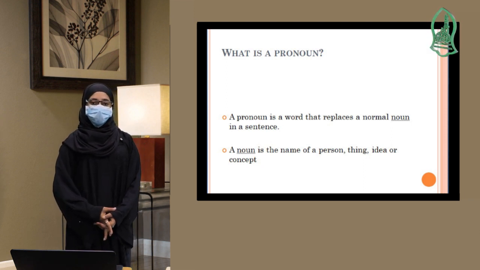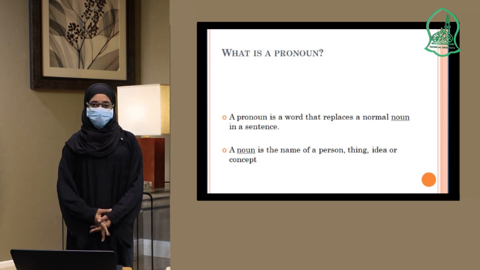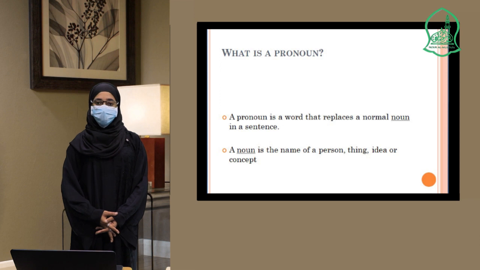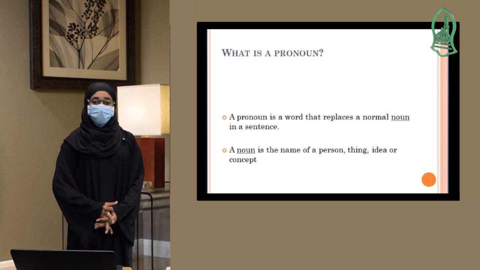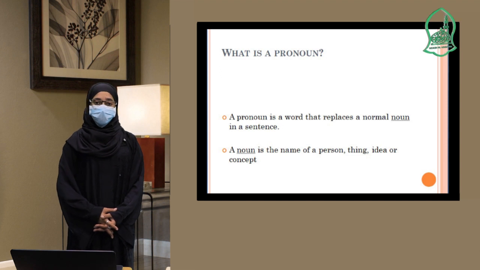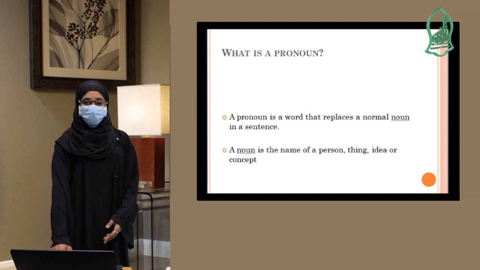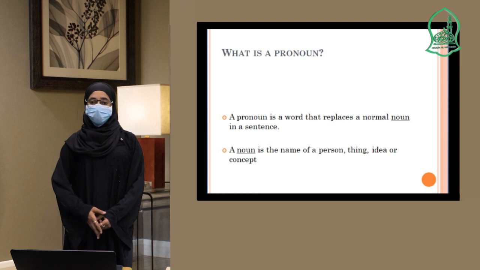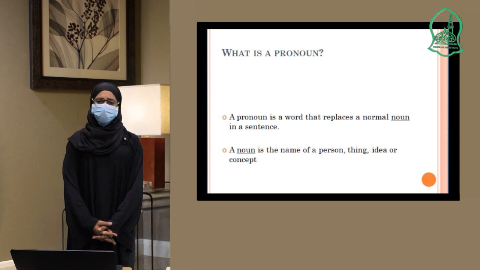We are using a pronoun instead of a noun to stop the repetition of a noun in a sentence. So a pronoun is a replacement of a noun in a sentence. Instead of using a noun, we are using a pronoun. As we have learned in the previous lesson, a noun is a name of a place, person, things, and concept. So let's see the types of pronoun.